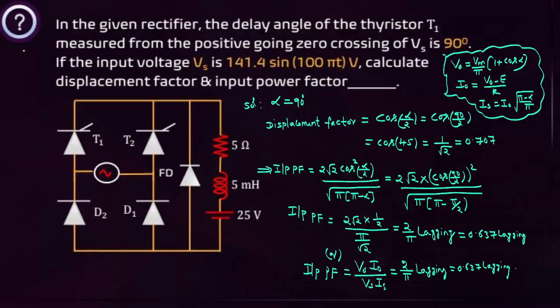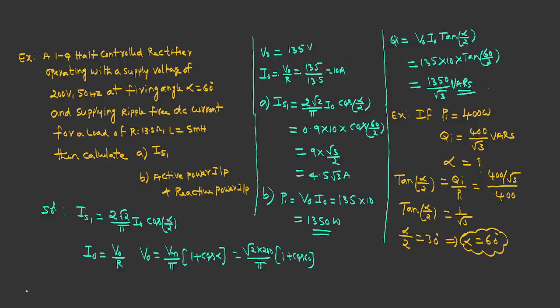And this problem you have to practice. In the given rectifier, the delay angle of the thyristor is 90 degrees and the supply voltage is given. You have to calculate the input power factor. Input power factor is 2 root 2 cos square alpha by 2 by square root pi into pi minus alpha. Then substitute the firing angle and you can get the input power factor. If the displacement factor is asked, it equals cos square alpha by 2. Very important, you have to concentrate.